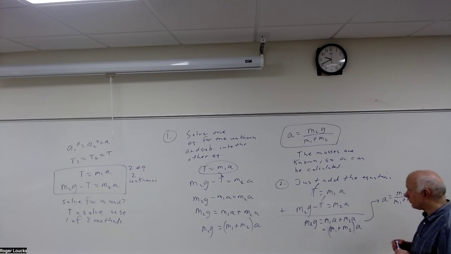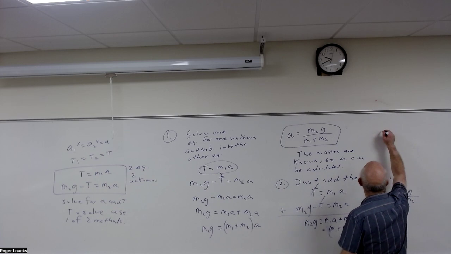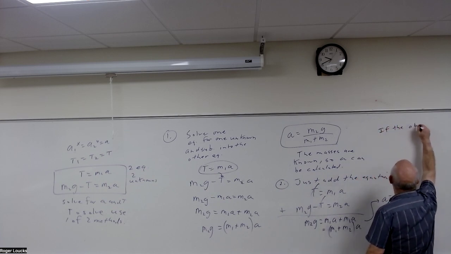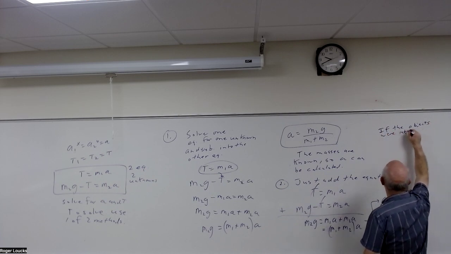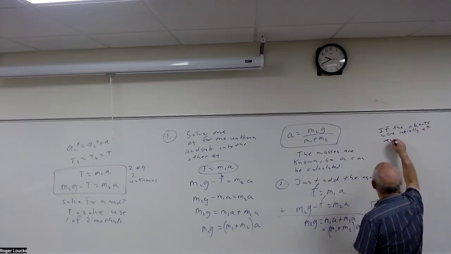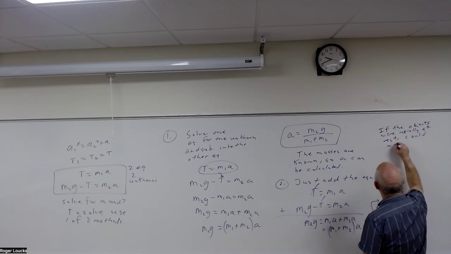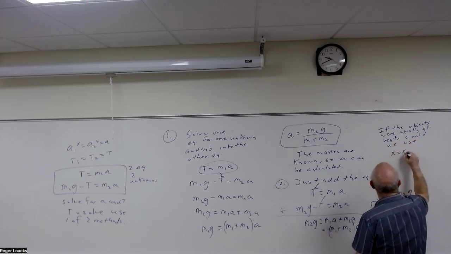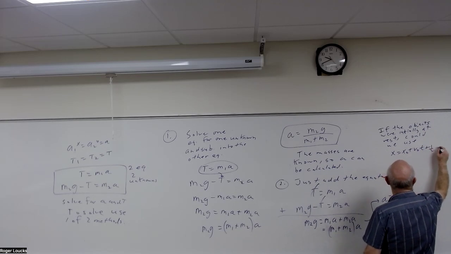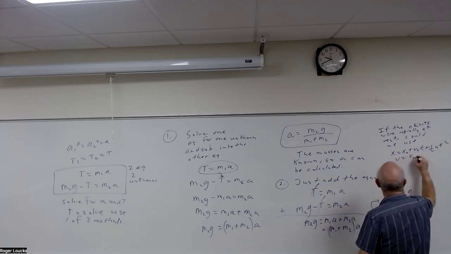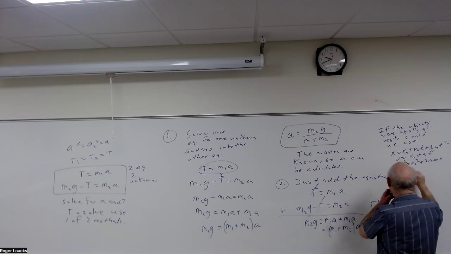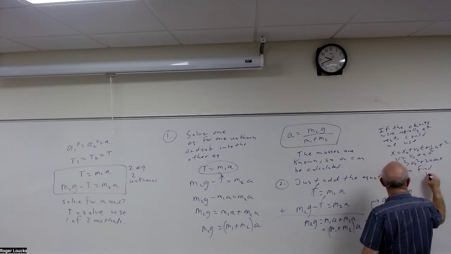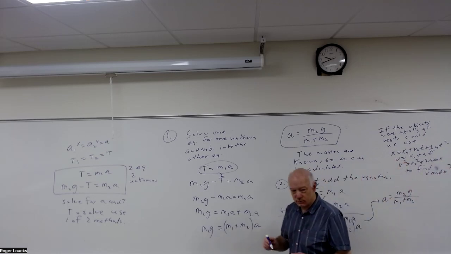Okay, let me give you a little thought question here. If the objects were initially at rest, could we use x equals x naught plus v naught t plus 1/2 a t squared, v equals v naught plus at, v squared equals v naught squared plus 2a delta x to find v and x?